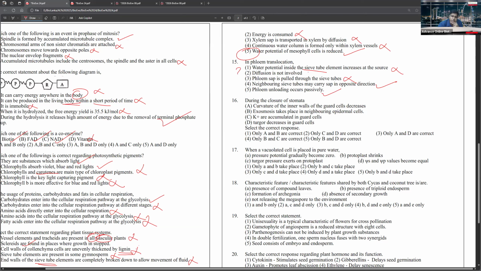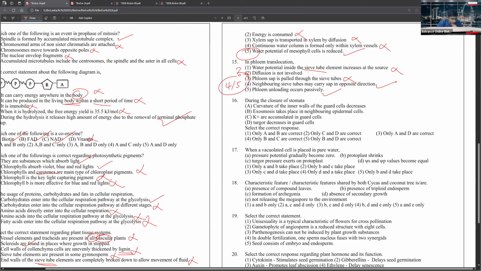Now the second statement, diffusion not involved. We know the overall phloem transport is an active process. But when concentration difference is present, diffusion can occur. Now, you know, osmosis of what occur, right? So we'll take 4 and 5. Question 15, 4 and 5 as good answers. Second one actually doubtful, the validity of the statement.